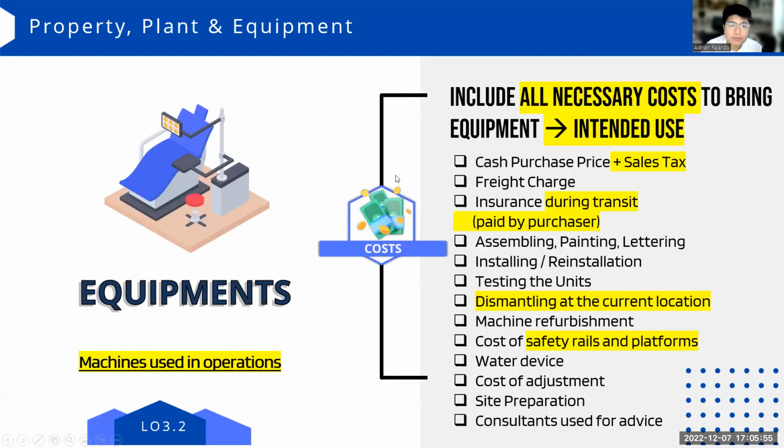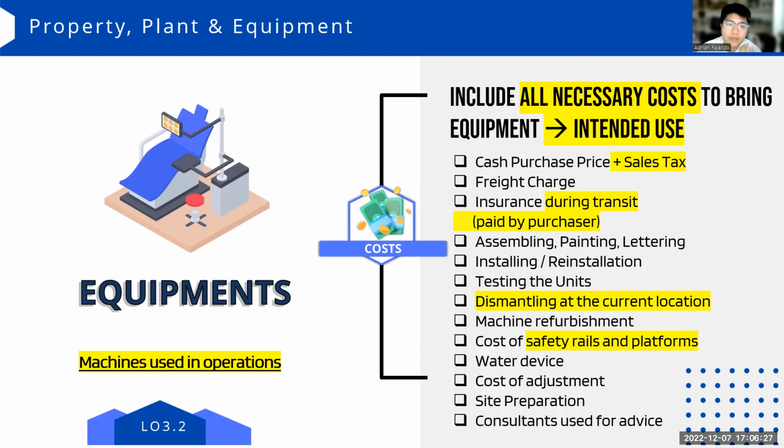The last one is equipment. Unlike building, land improvements, and land, equipment is fairly obvious. Car, computer, machinery, all of those are equipment. Now, the question with equipment is that there are certain costs you have to outright expense, and there are certain costs you capitalize.